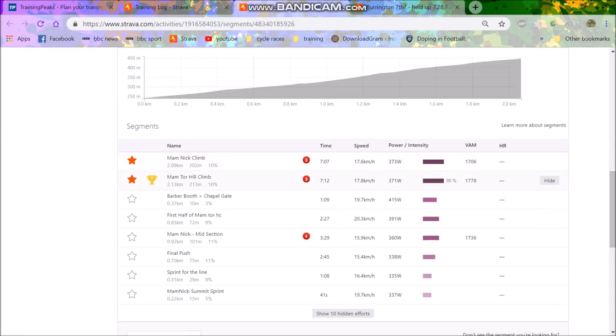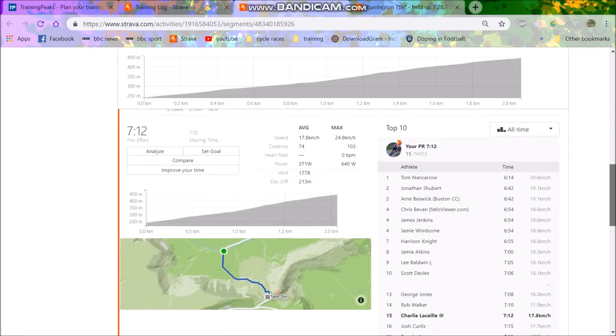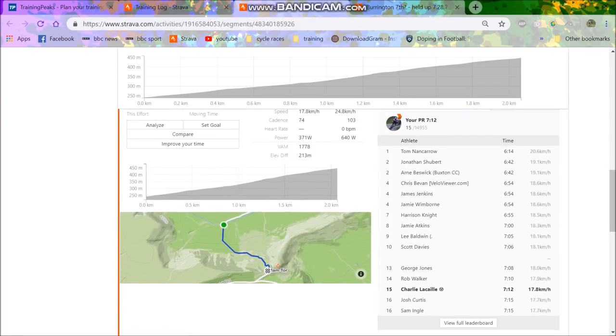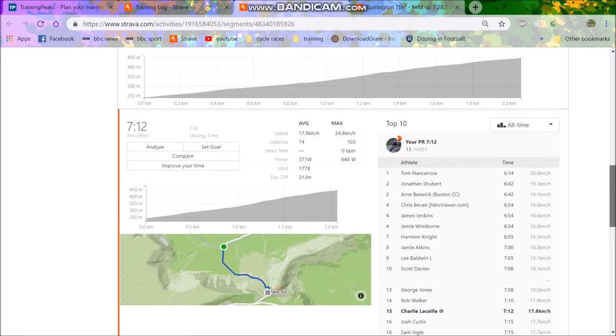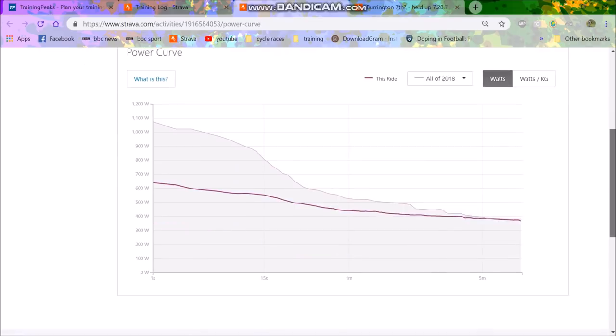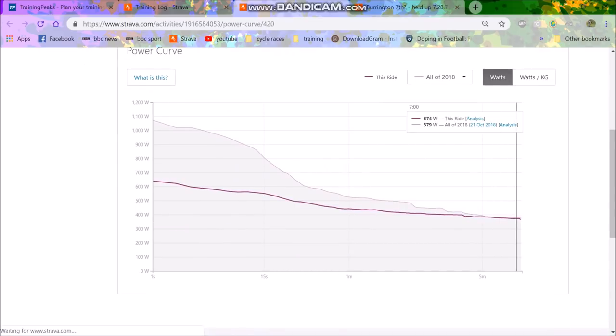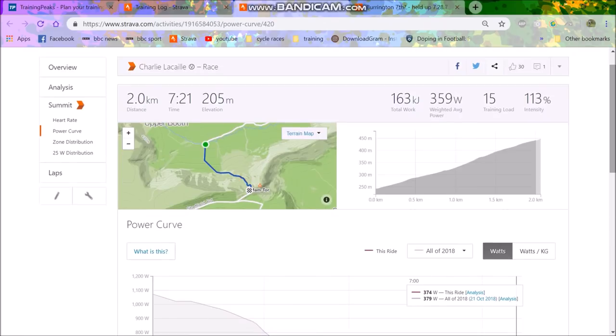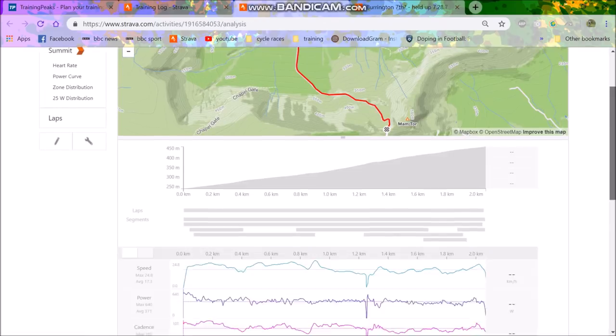371 watts, weighed 61 kilos on the day, and got absolutely smacked by a good minute by Tom Nancarrow. Probably at about 7.5 watts per kilo, 7 to 7.2 watts per kilo for the 6-minute effort. For me, I did about 374 watts, so decent.